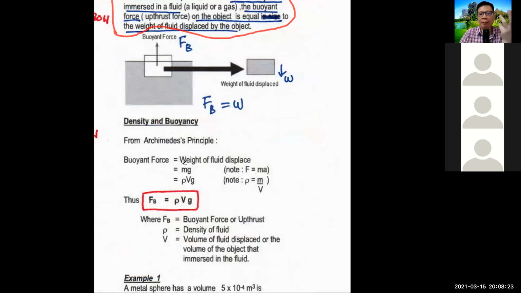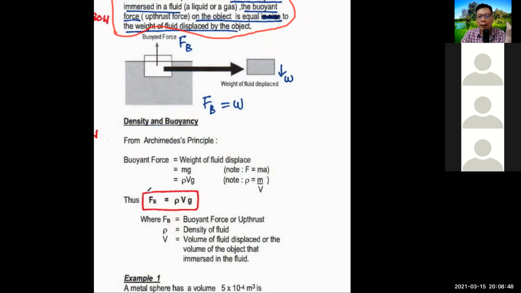So the mass can be replaced by rho V, density times volume, because density equals mass divided by volume. So mass is rho V, and you put it here. So it becomes a very famous formula: buoyant force equals rho Vg.